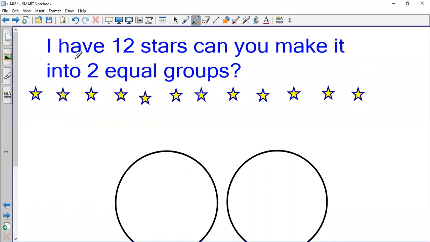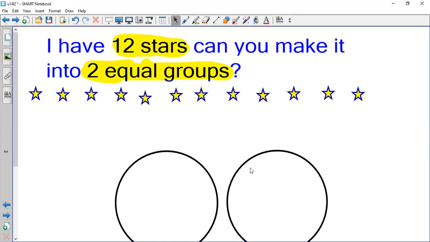Let's start with this example. I have 12 stars. Can you make it into two equal groups? Always keep in mind that when we divide, we make equal groups. So if you have 12 stars, can you make it into two equal groups?